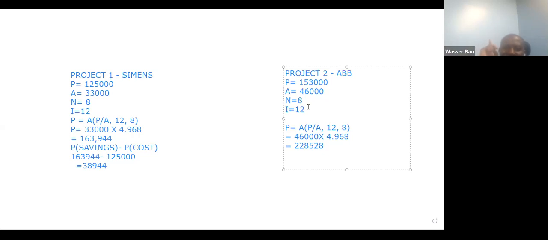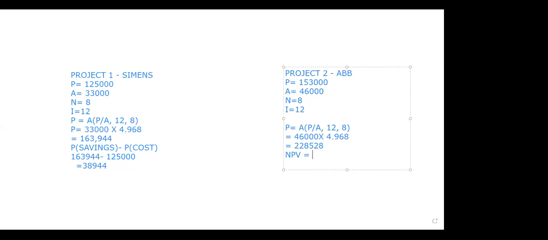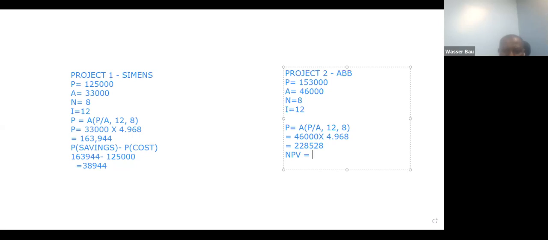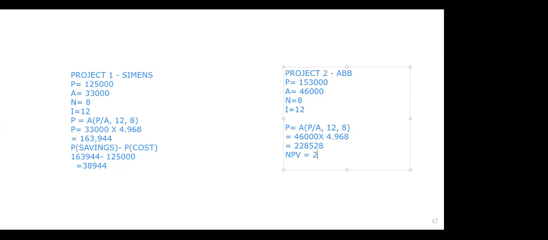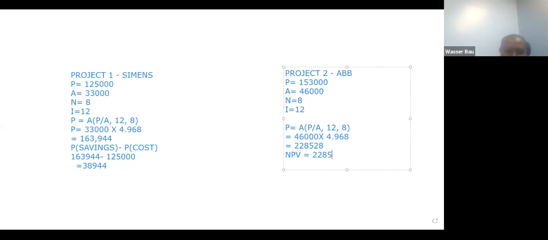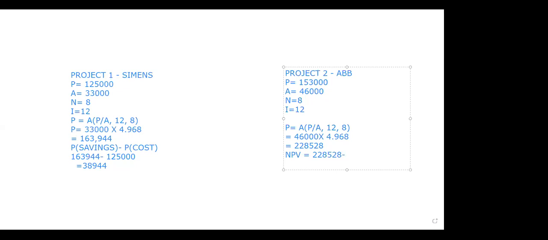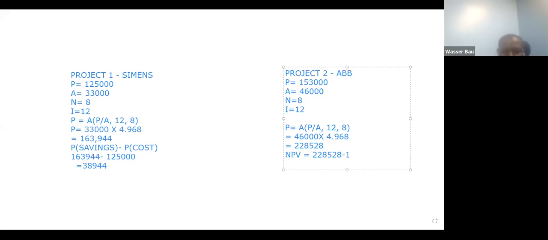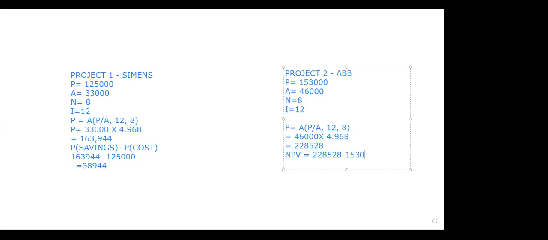Hence, the net present value of this now will be what? So 153. I don't need to write P of cost minus P of savings again. That's 75,528. That is 228,528 minus 153,000.